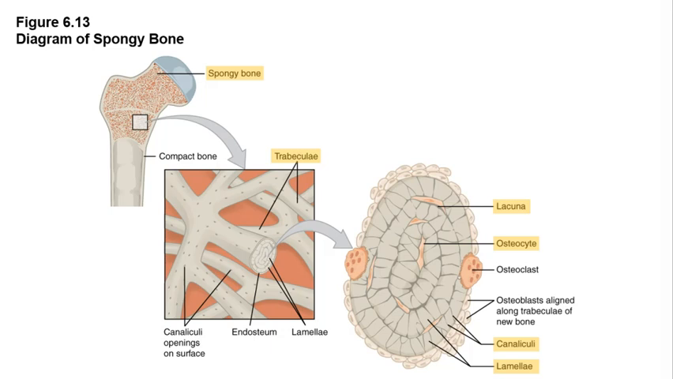Figure 6.13 highlights the mesh-like trabeculae of spongy bone, which also contain the pillar-like lamella, the lacuna pits that house the osteocytes, and the canaliculi that connect adjacent osteocytes together in a network.